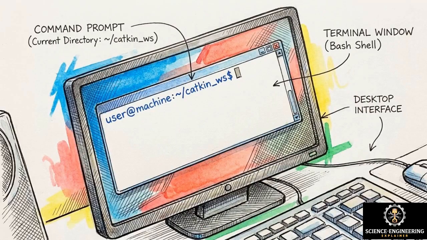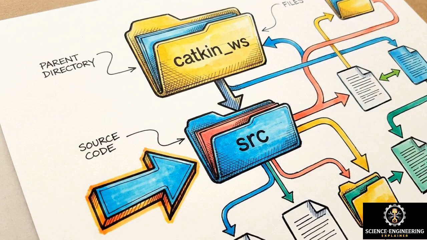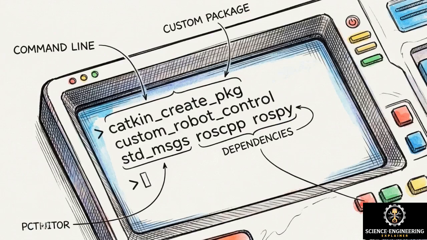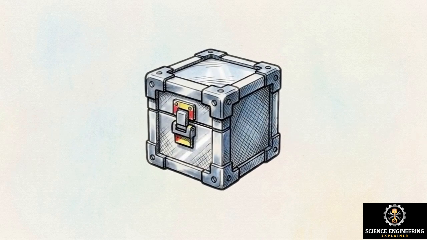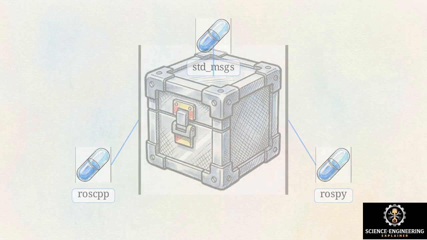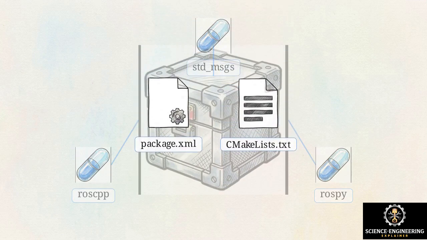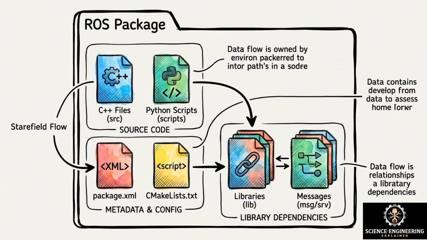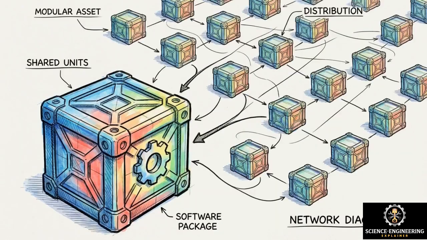Now we will generate the package. Ensure you have navigated back into the source directory before running the creation script, or the workspace will not compile correctly. Run catkin create pkg custom_robot_control std_msgs roscpp rospy. This command names your package and explicitly links the libraries needed for C++ and Python communication. Inside this folder, you will find two specific files, package.xml and CMakeLists.txt. In ROS, a package is the organizational layer that bundles source code with its specific metadata and dependencies, allowing the system to treat your code as a single shareable unit.